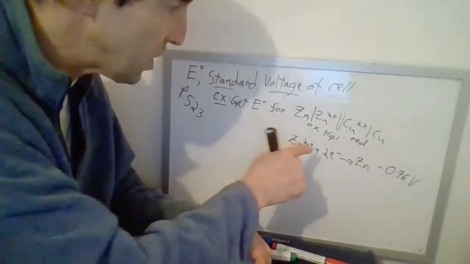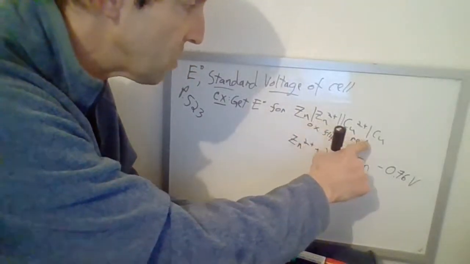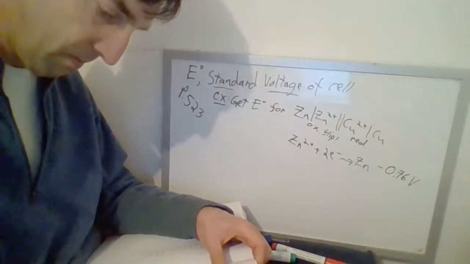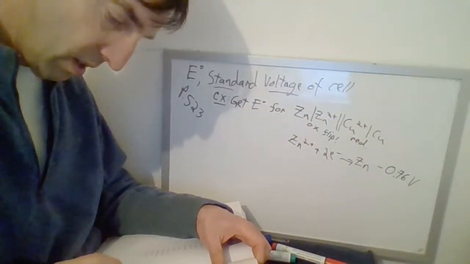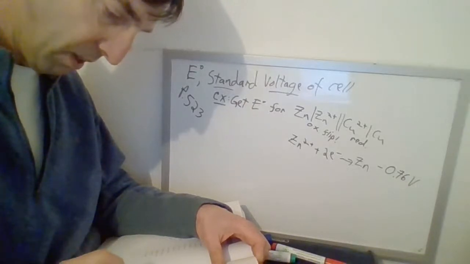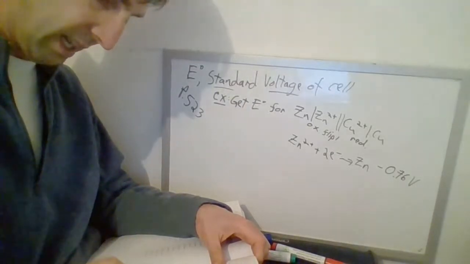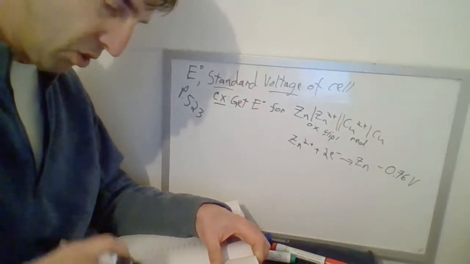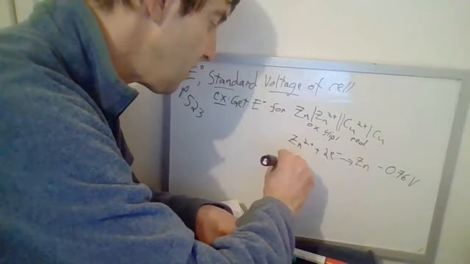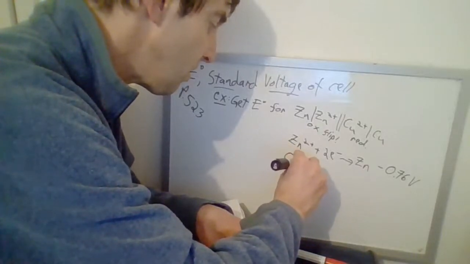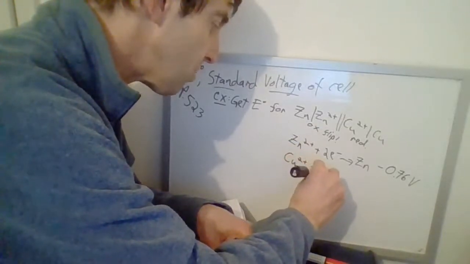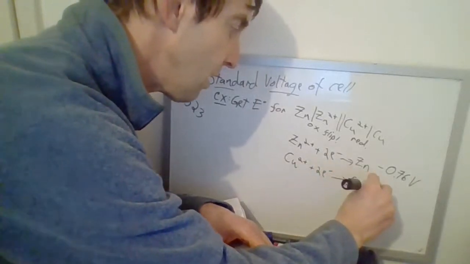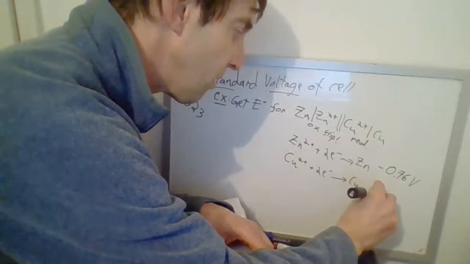All right, let's find the other one, the Cu2+ and Cu. There are a lot of Cu ones, so you have to make sure you get the right one. I think I got the right one. It's 0.34, is that right? So Cu2+ plus 2 electrons forms Cu, and it's 0.34.